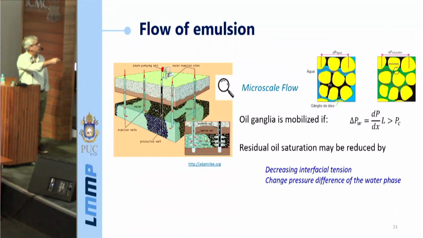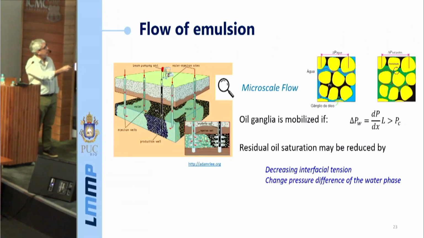If we are injecting water, water will force the oil towards producing wells. But even in the area where the water swept the reservoir, there's going to be a certain amount of oil that's trapped and it doesn't move.